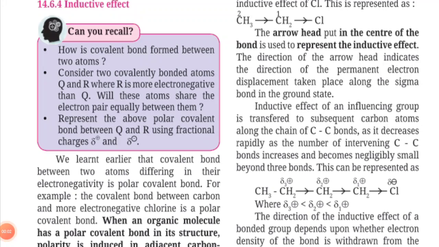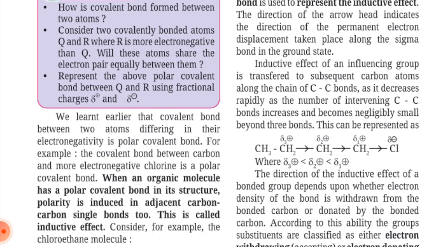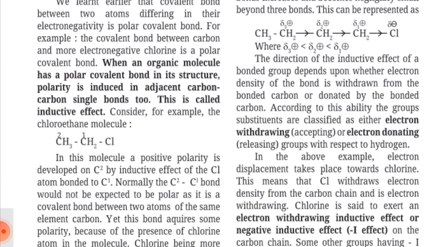Can you recall how a covalent bond is formed between two atoms? Consider two covalently bonded atoms, Q and R, where R is more electronegative than Q. Will these atoms share the electron pair equally between them? Represent the above polar covalent bond between Q and R using fractional charges delta plus and delta minus.